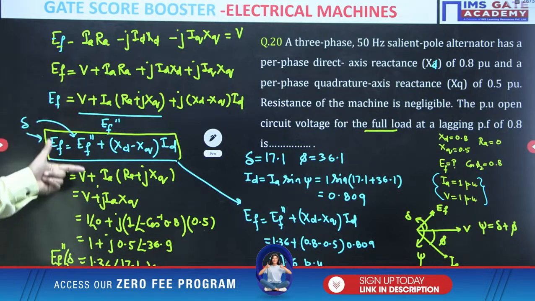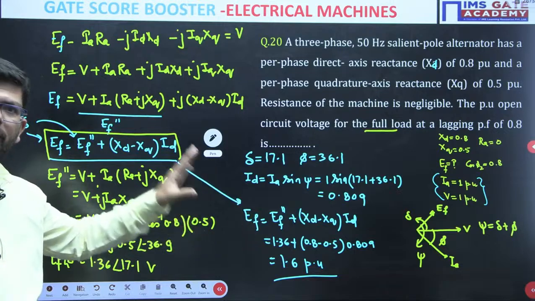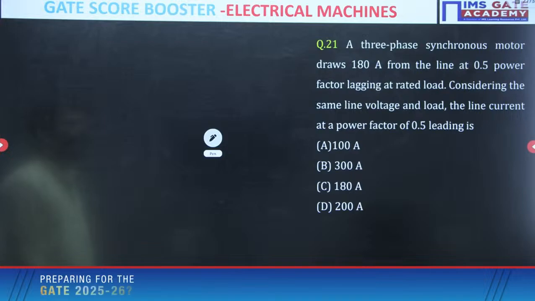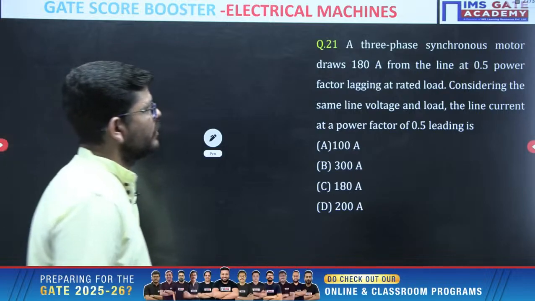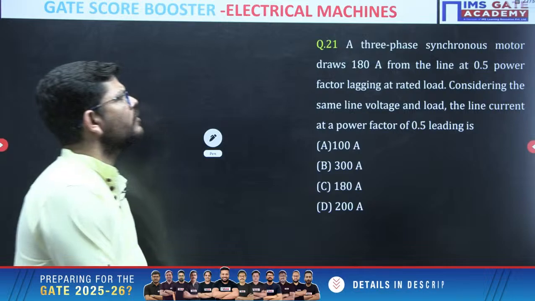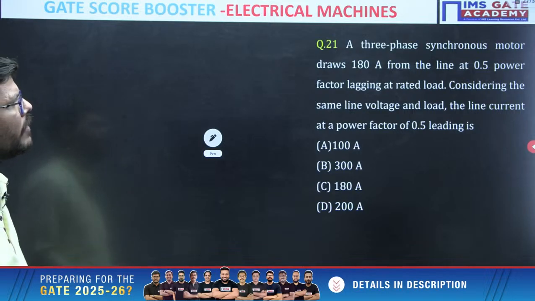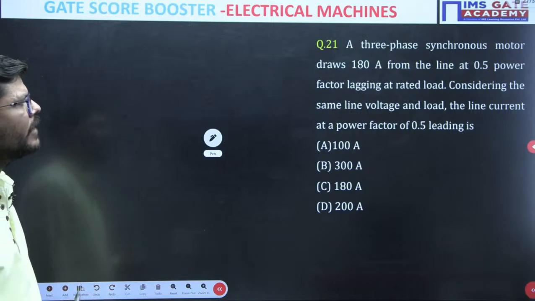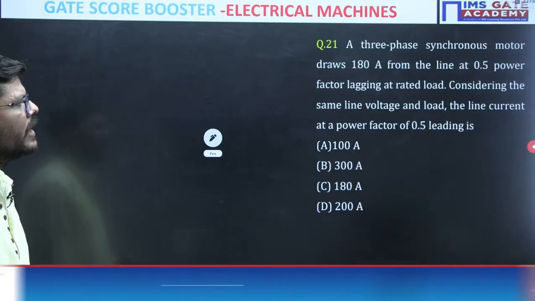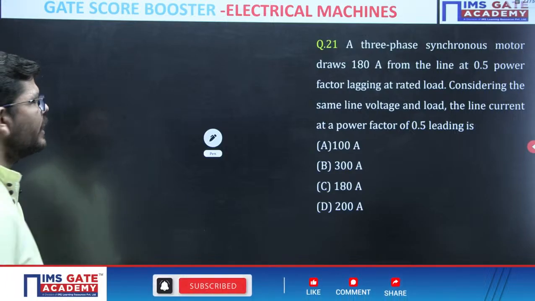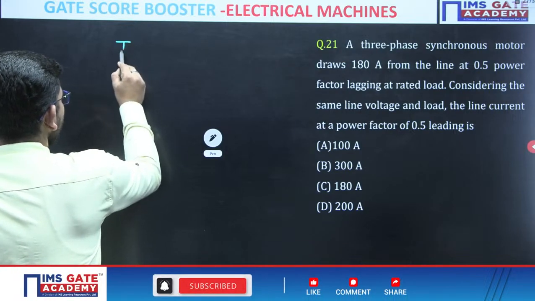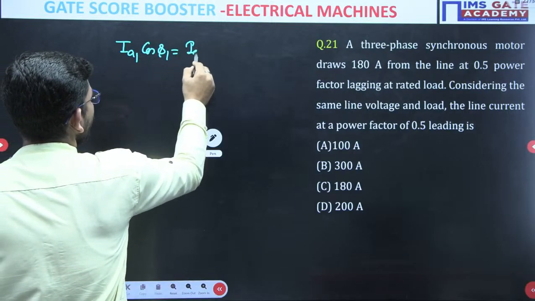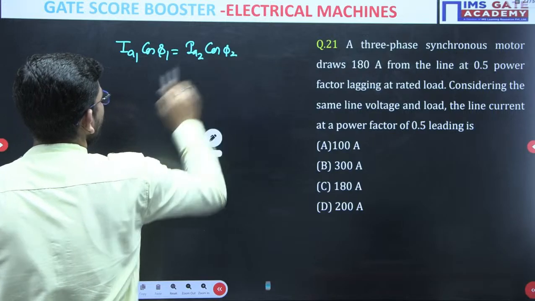So how to approach is also clear. If you practice questions like this, surely you are going to solve one GATE question. Now see one question of this type. A three-phase synchronous motor draws 180 ampere from the line at 0.5 power factor lagging at rated load. Consider the same line voltage and load. The line current at power factor 0.5 leading will be? For this situation, you have to apply IA1 cos phi 1 equals IA2 cos phi 2.